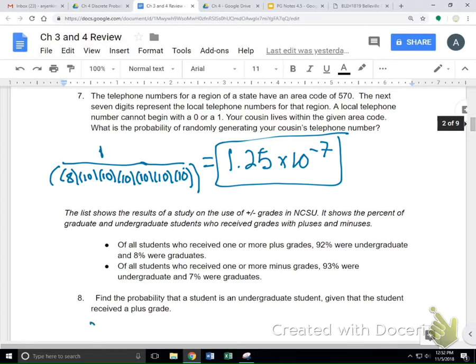So we see that the probability is undergrad given plus, and we know that we're going to go to the group that we know is a plus grade, so it has to be using this portion. Since it's a plus grade, if it's going to be undergraduate, it's going to be 92%, so that's 0.92.